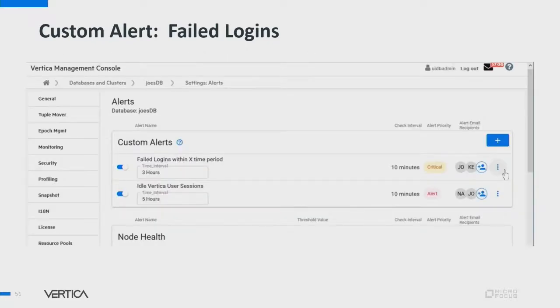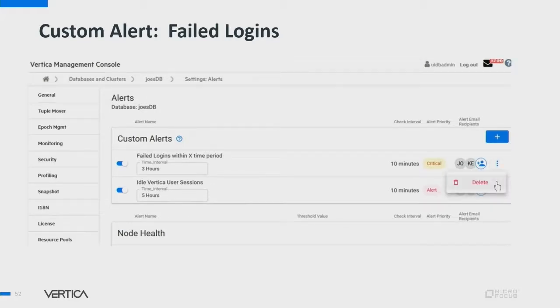Over to the right of a custom alert, you'll see 3 dots. When selecting the 3 dots, you'll be able to delete that custom alert. In future releases of the Management Console, we'll be adding modify, so you can modify the alert.